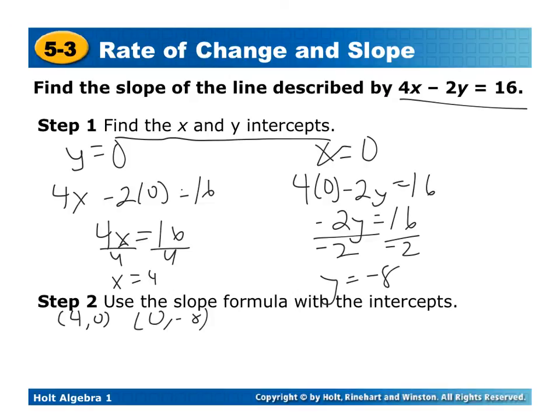And now that I have my x and y intercepts, I can use my formula. So I have 0 minus -8, and then 4 minus 0. 0 plus 8 is 8, 4 minus 0 is 4, giving us a slope of 2.